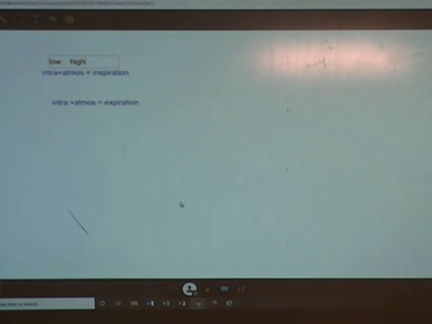So remember that we said when we were looking at the blood flow that everything goes from high to low, right? So in this case, air moves from high to low, we breathe in, right? In this case, the pressure inside your chest is higher than the pressure outside in the atmosphere, and so the air moves out of your lungs into the air, and we breathe out.